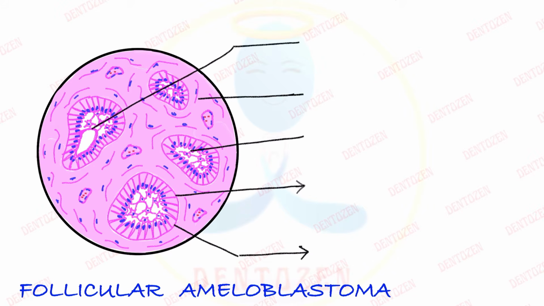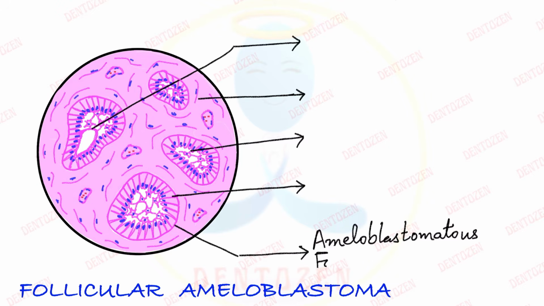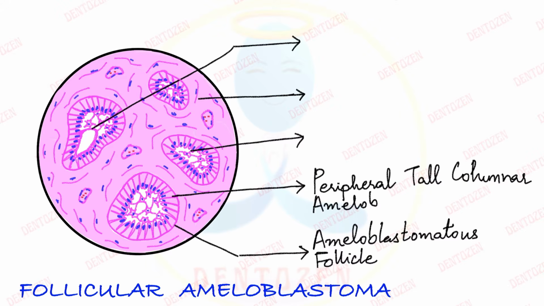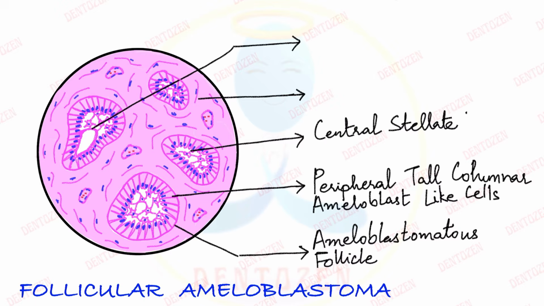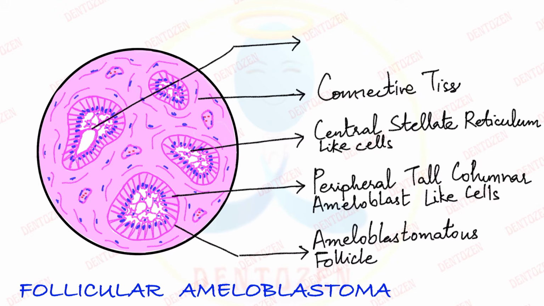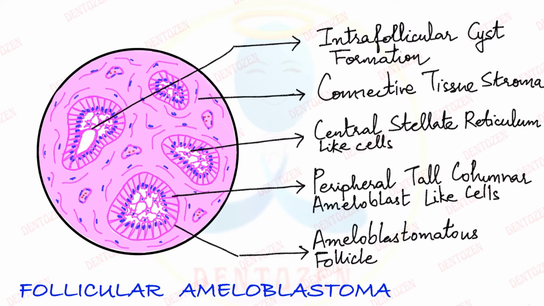Let's do the labeling. In the labels, first we have the ameloblastomatous follicles, that is, tumor cells are arranged in follicles. The peripheral cells of these follicles are tall columnar ameloblast-like cells with all the three nuclear features. Central cells are stellate reticulum-like cells, star-shaped cells, with connective tissue stroma in between the follicles, and within some follicles we see cyst formation. So that is called intrafollicular cyst formation. So that is follicular ameloblastoma.